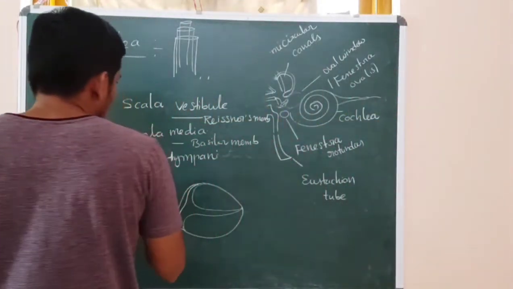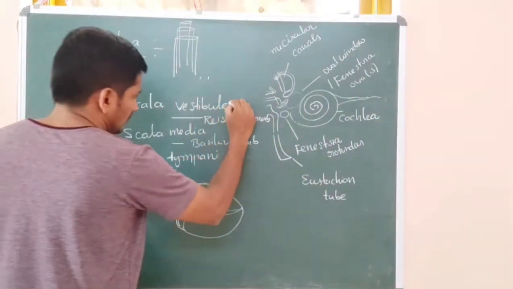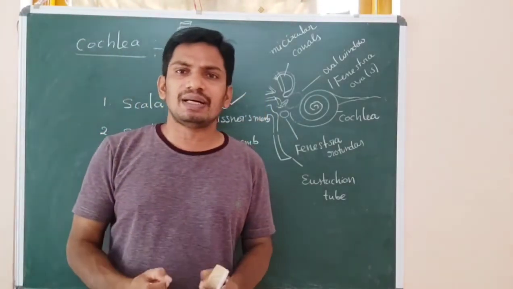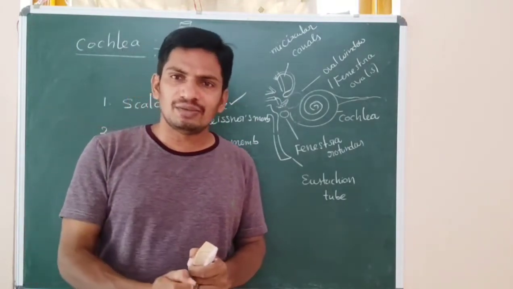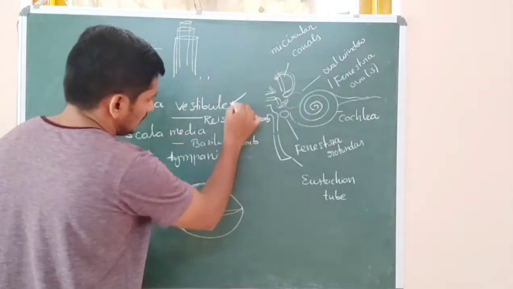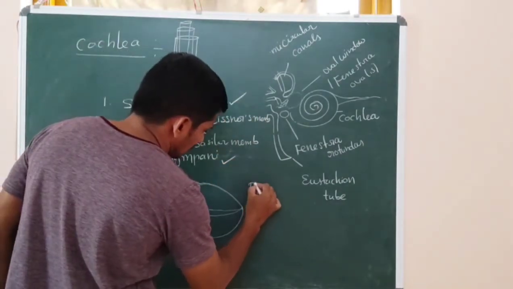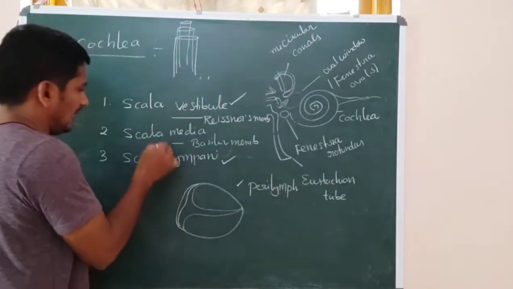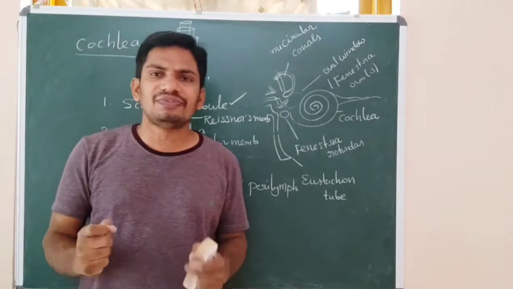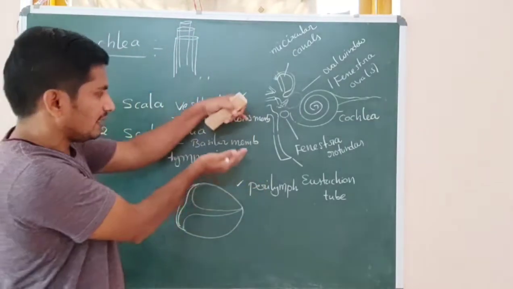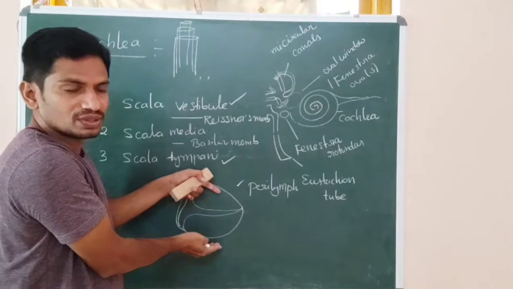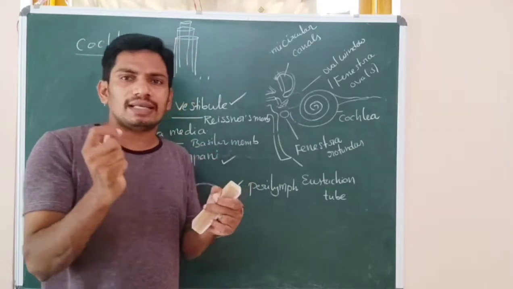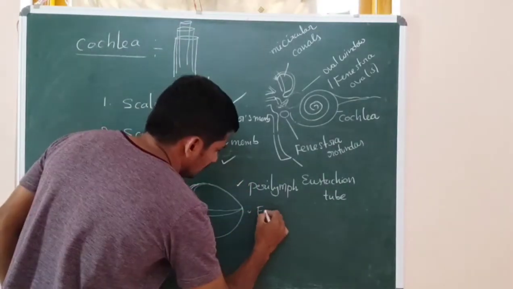The scala vestibuli and scala tympani are filled with the fluid known as perilymph. These two are filled with perilymph. Whereas the scala media is filled with endolymph. Peri means outer; these two are peripheral tubes, and the scala media is inside. That's why it's called the ductal part. Its fluid is called endolymph.